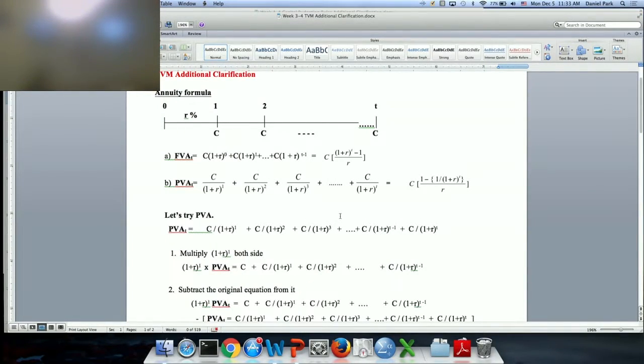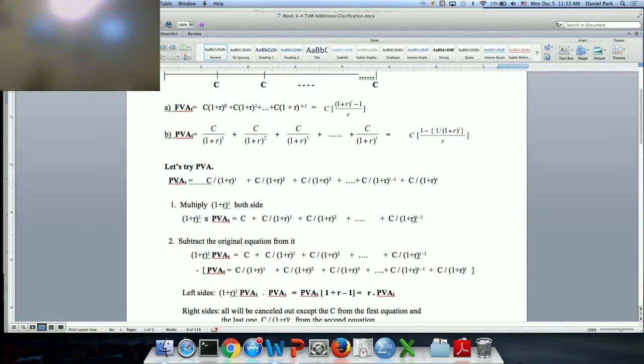This is week 3, time value of money, additional clarification. I'll explain a few formulas: PVA or FVA, annuity value, future value of an annuity, present value of an annuity. So how did we end up with this formula? The process is the same, but let's pick PVA and explain how we ended up with this formula.